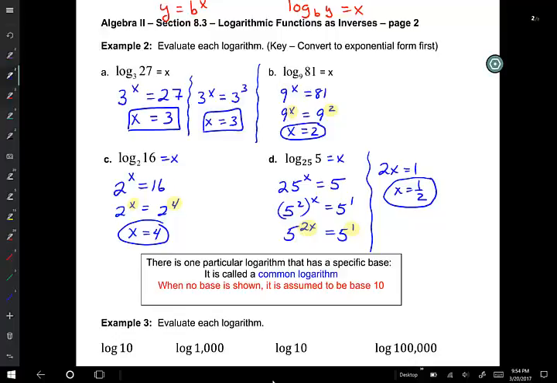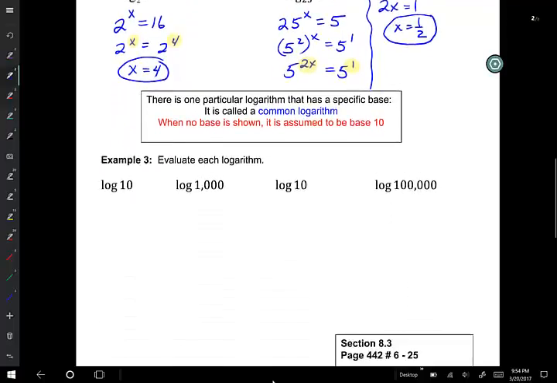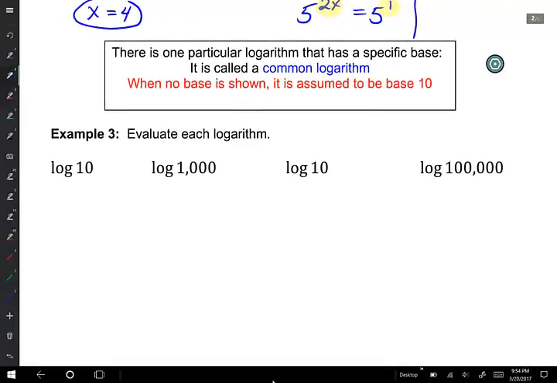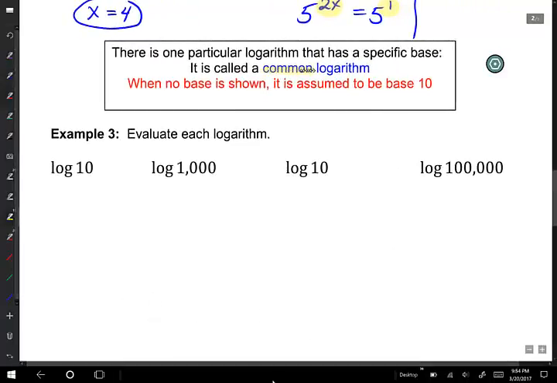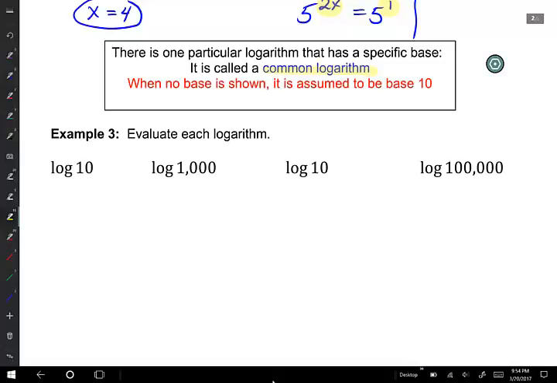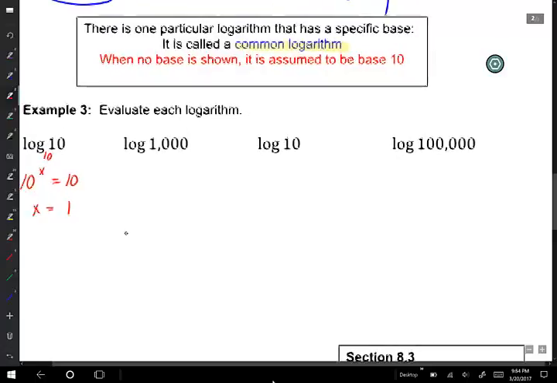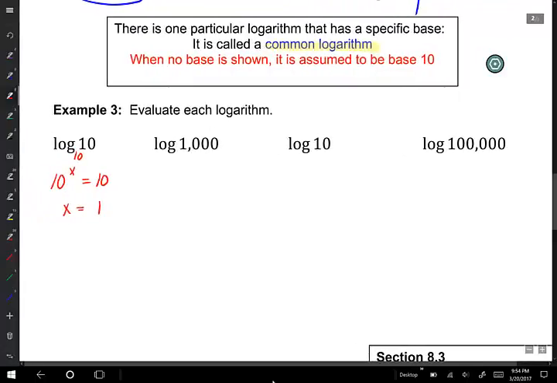So we've talked a little bit before, and I alluded to this on the first page, that there's a particular logarithm that has a specific base. And that particular logarithm is called a common logarithm. It happens when no base is shown and it's assumed to be base 10. So in this next problem, we have log of 10. Well, that's assumed to be a base of 10. So you would say 10 to the what equals 10. Well, I hope it's obvious that x equals 1. So the log of 10 equals 1.